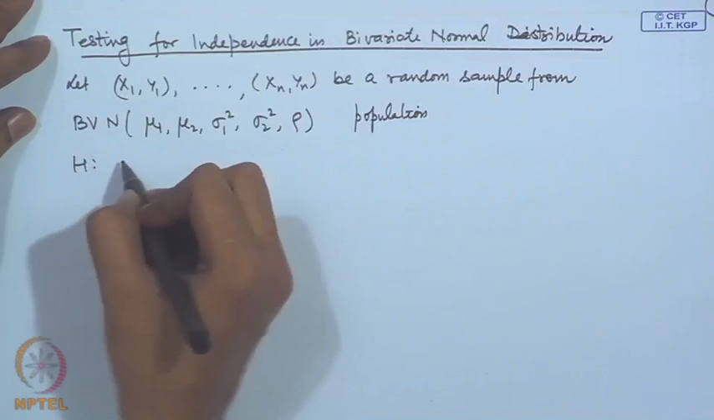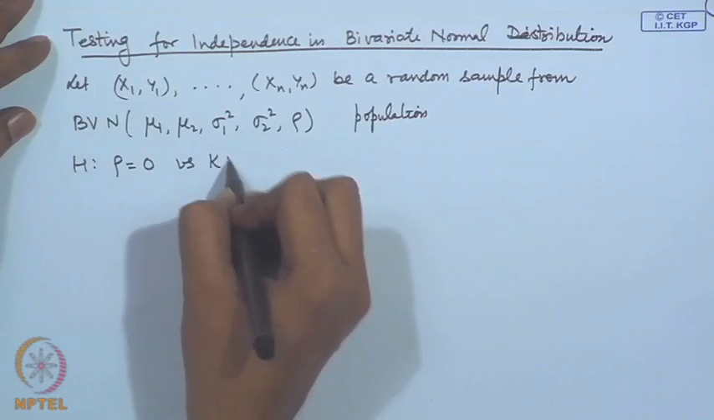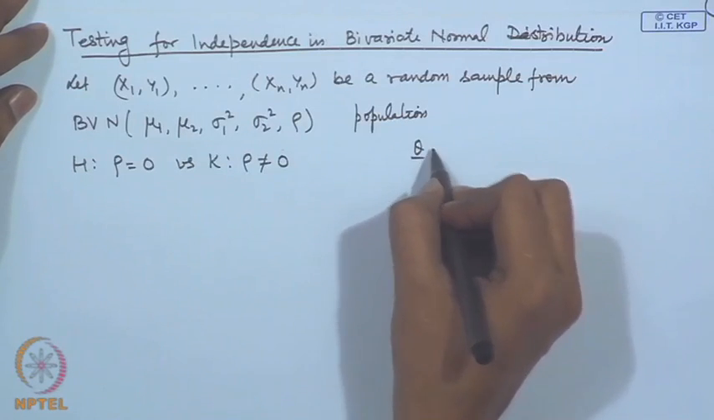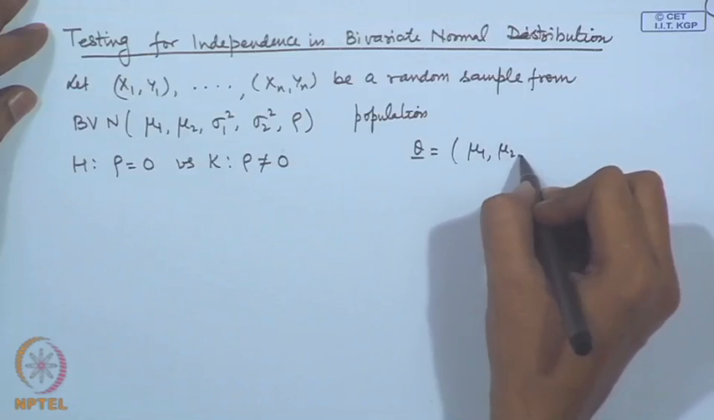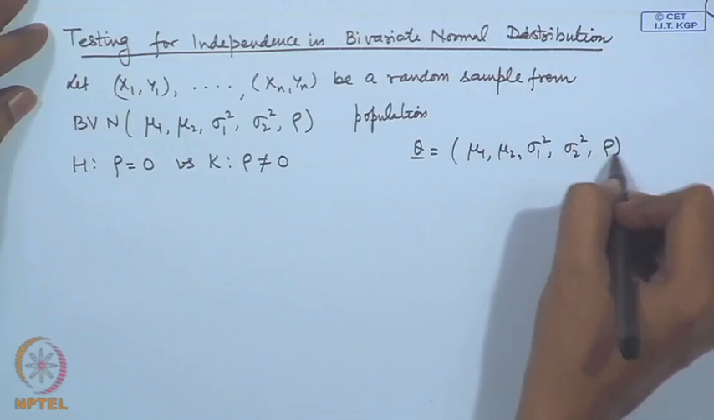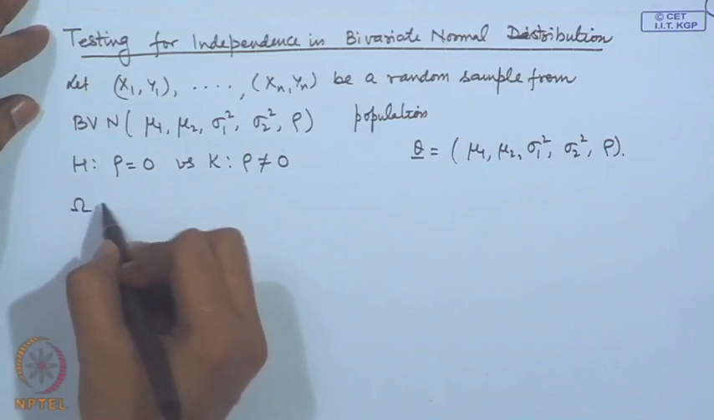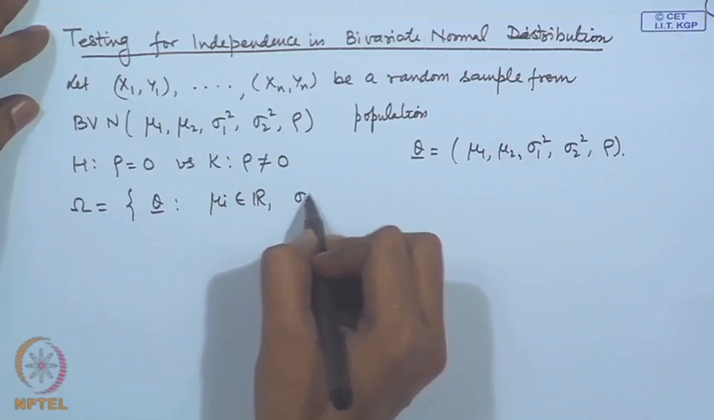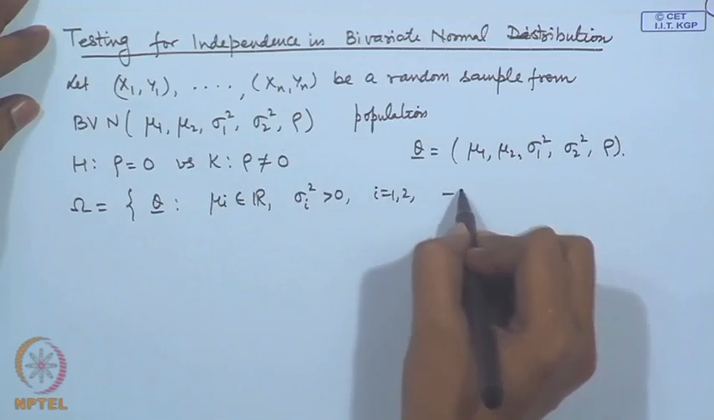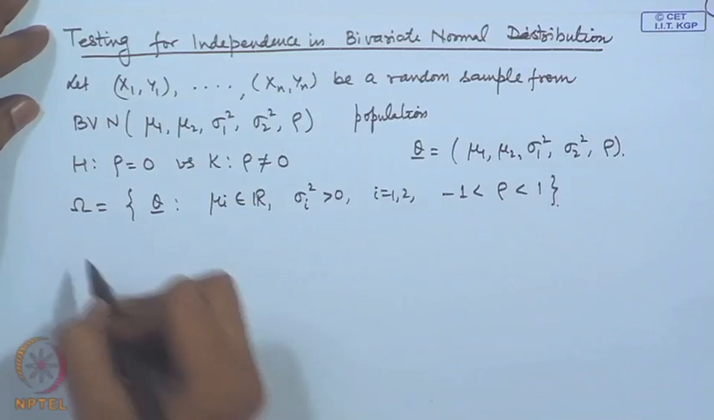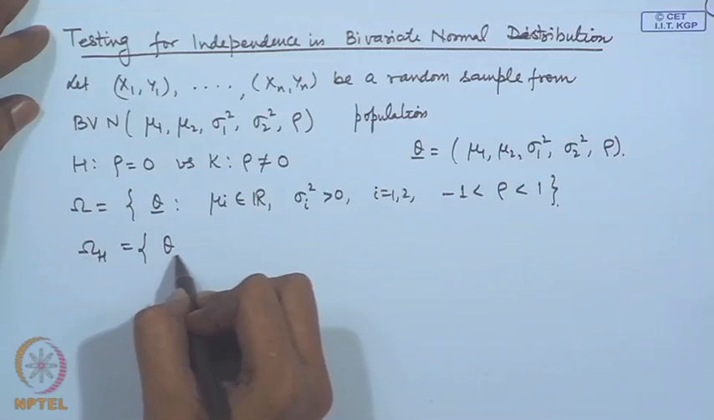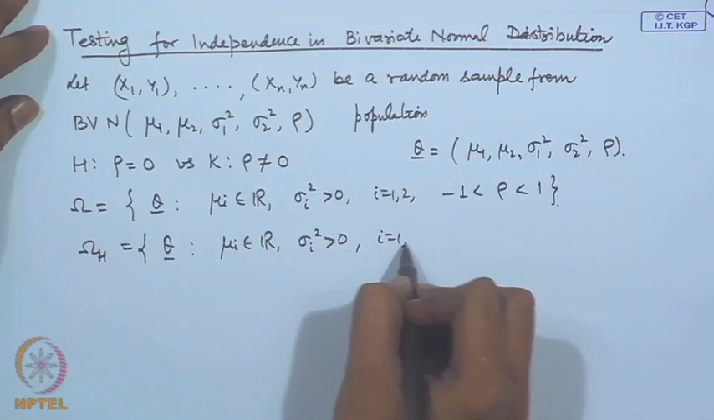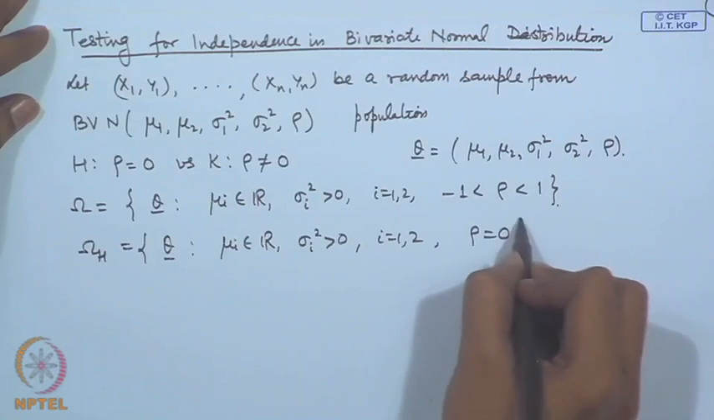And we want to test the hypothesis whether rho is equal to 0 against rho is not equal to 0. This is the condition for the independence. Our parameter here is the 5 dimensional (mu 1, mu 2, sigma 1 square, sigma 2 square, rho). The full parameter space here is: mu i's are real, sigma i squares are positive, and rho lies between -1 and 1. Under the null hypothesis, the dimension becomes 1 less; mu i's and sigma i squares remain the same, however, rho becomes 0.